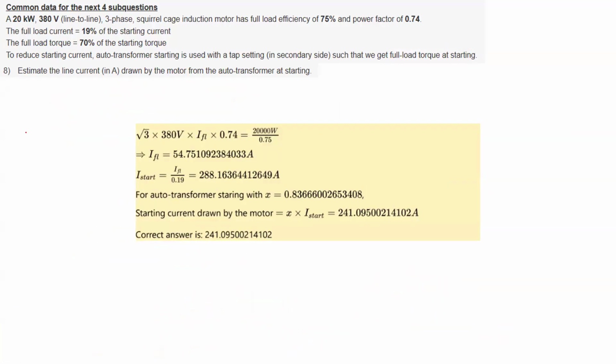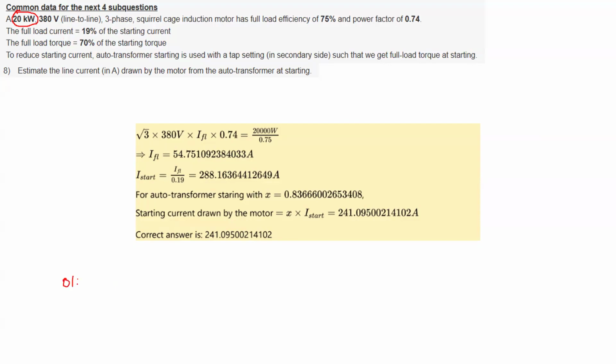In the next question, they are saying to estimate the line current drawn by the motor from the auto transformer at starting. Okay. So first of all, the output power which is mentioned is the full load output power. If we use this full load output power and power factor and all that, what you will get is the full load line current. So let us do this then.